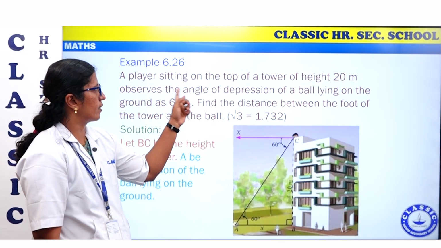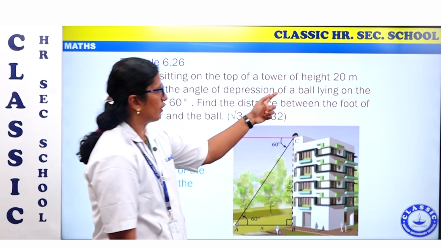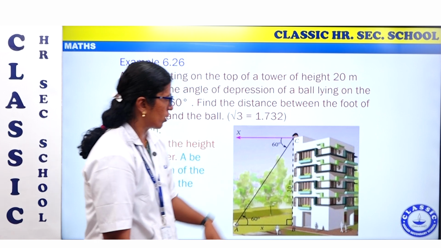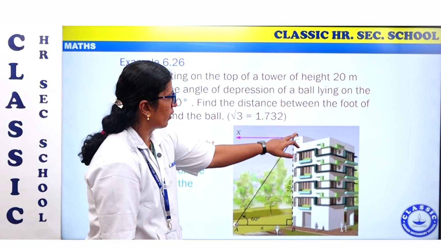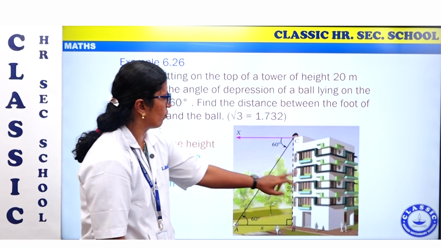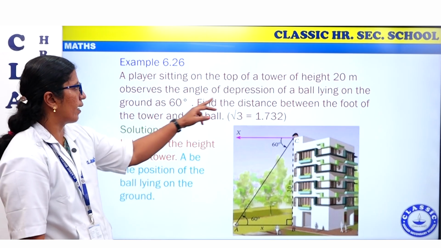Next part. Read the question. A player sitting on the top of a tower, height 20 meter. Look at the picture. The boy is sitting on the top of a tower. The height of the tower is how much they given? 20 meter. And observe the angle of depression.